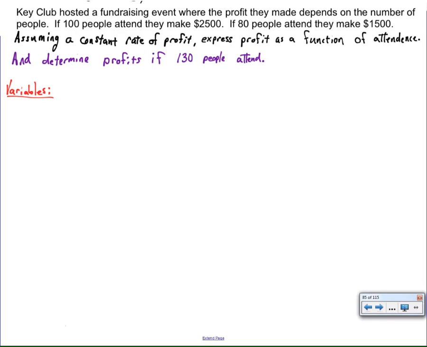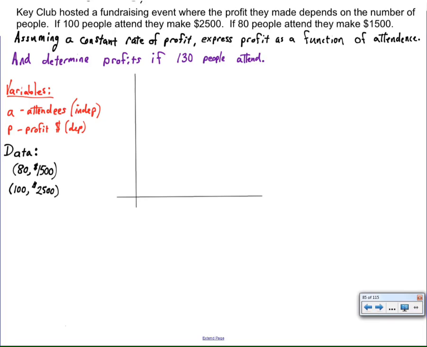Because they told us at the beginning that profit depends on the number of people attending, we know that A could represent the attendees, and that would be the X variable, independent. Profit represents the amount of money that's made, and that depends on the number of attendees. So P is a function of A. Then I have to read the paragraph and extract data from it. In other words, I should be able to find 2 points on this linear function. The first being (80, 1,500), and the second being (100, 2,500). So here represents the X, or number of attendees, and here represents the profits. So make sure they have the X's and the Y's lined up accordingly.